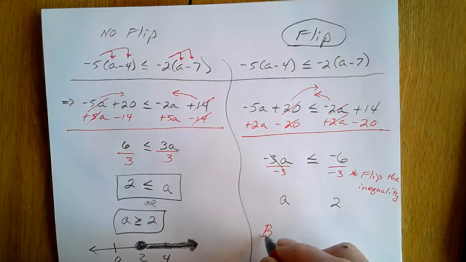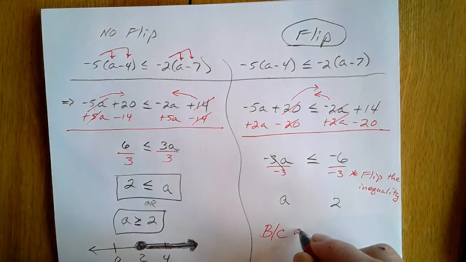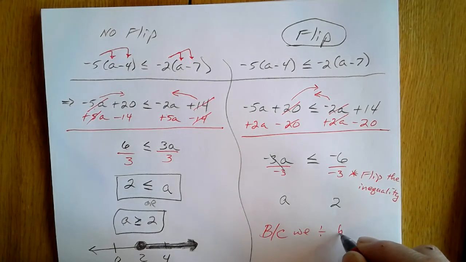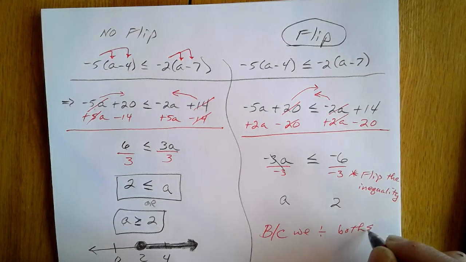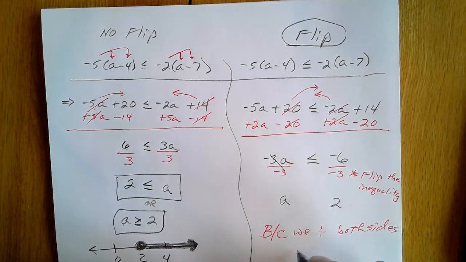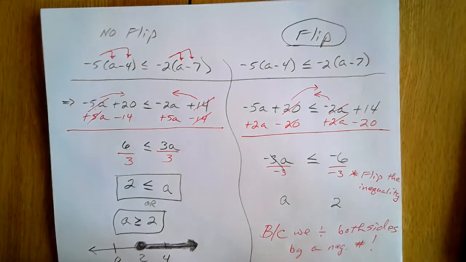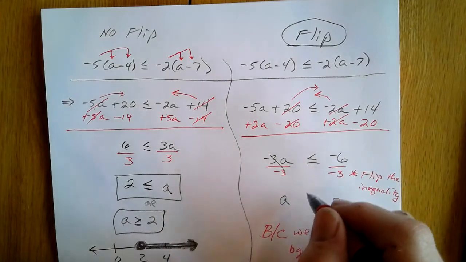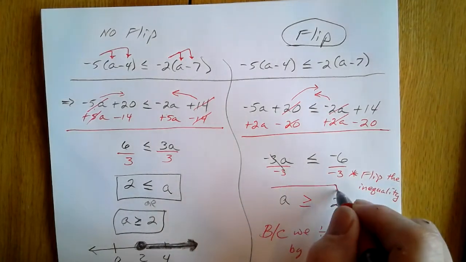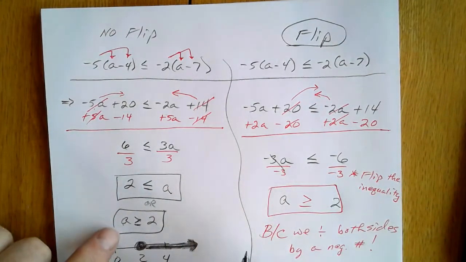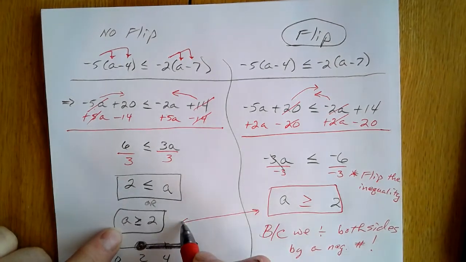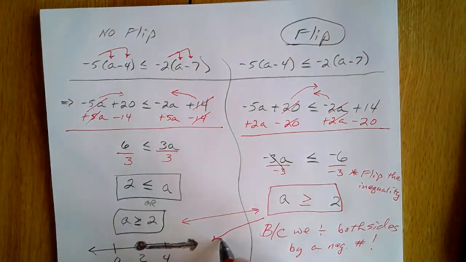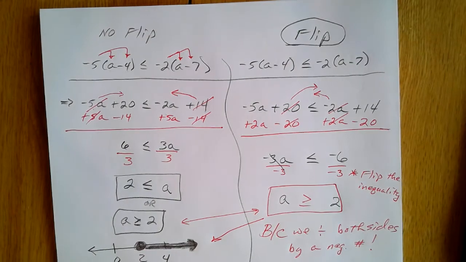Why? Because we divided both sides by a negative number. So it was pointing that way, now it points this way, and as you can see, both of these are the same. So that's our inequality. That's why we flip.